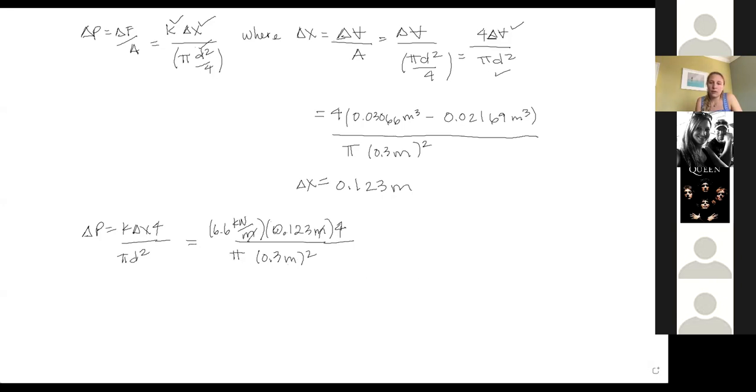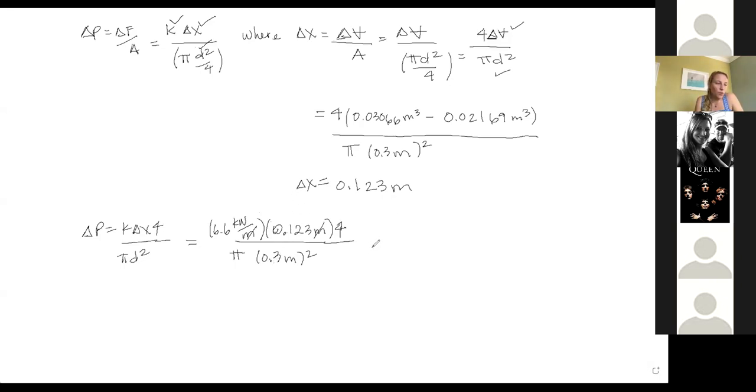wait, that's not right. They won't cancel. Yeah, these cancel, but this meter squared remains. Is that what you were saying? Right, yeah, so then you get kilonewton per meter squared, which is kilopascal. So the meter here will cancel with this meter here, so we're left with kilonewton per meter squared, which is kilopascal, which is a pressure term.